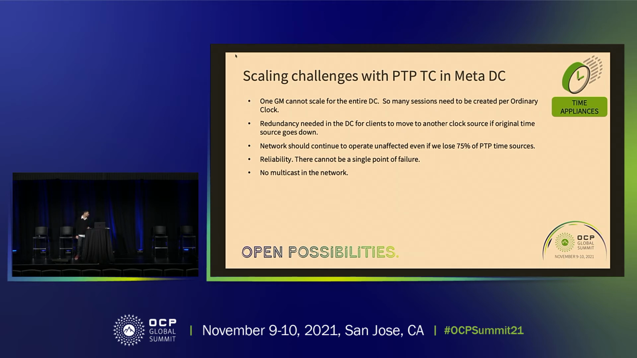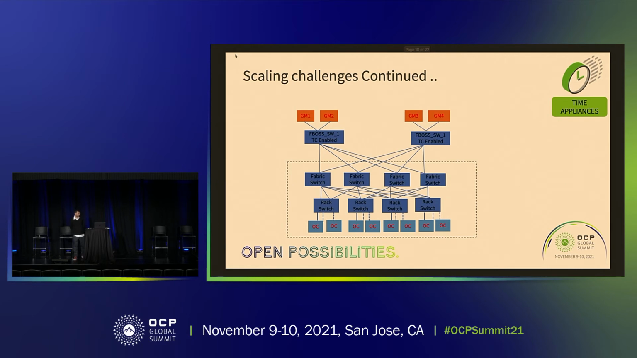So how do we go about solving this problem? This is an example of what one of the data center fabrics looks like. There are grandmasters that are connecting to an FBOSS-enabled, TC-enabled switch. And those switches hook into the CLOS network, which has all the other fabric switches and rack switches. And obviously there is an ordinary clock at the end. In a given data center, we start with 4 sources of clock.